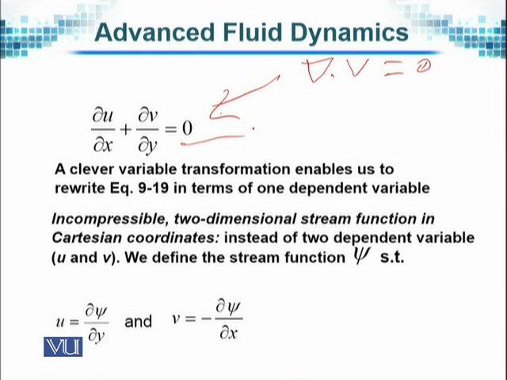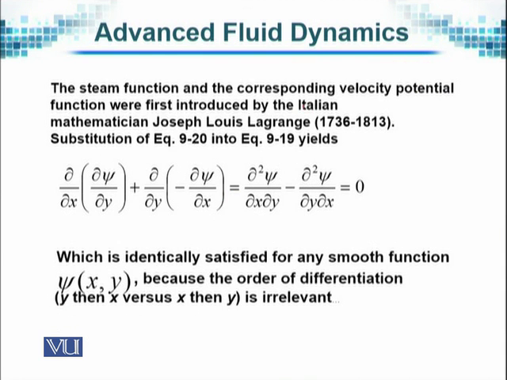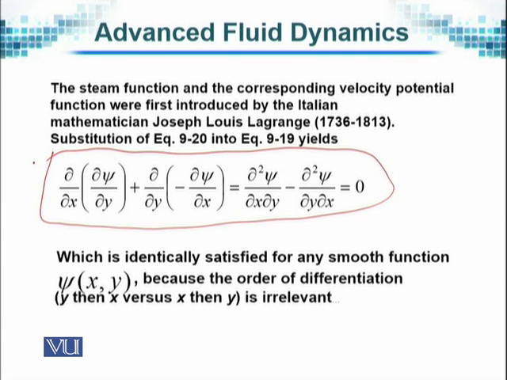We define a function which we call psi, and this is a stream function representing the stream, such that u is equal to d psi by dy and the v component is equal to minus d psi by dx. When we substitute the value of u and the value of v in the continuity equation, you can see that it is identically satisfied. And by doing so, we obtain this equation.